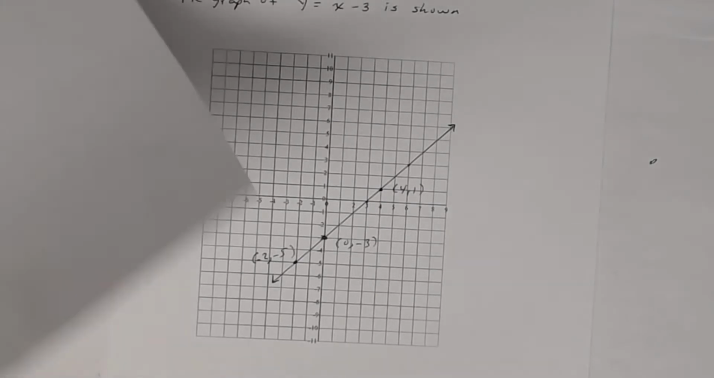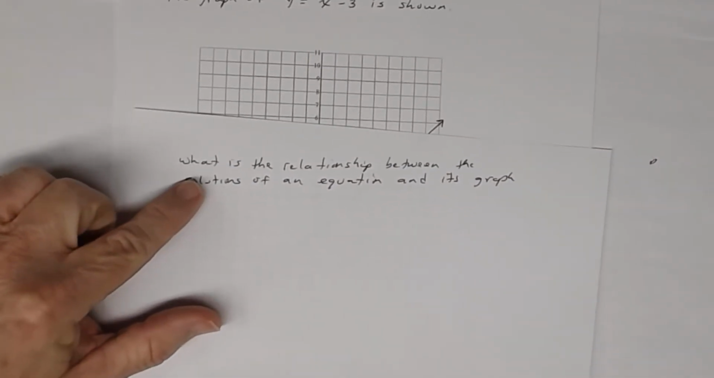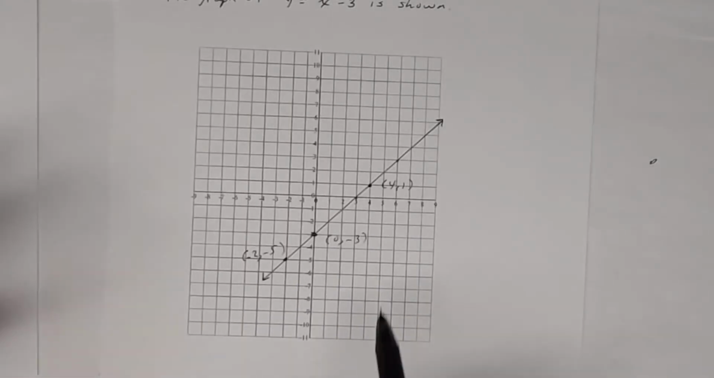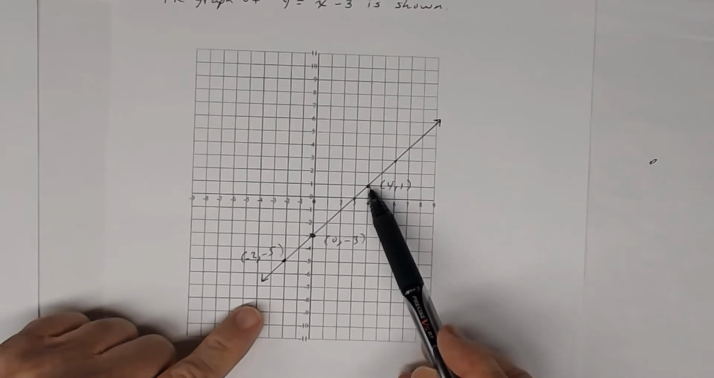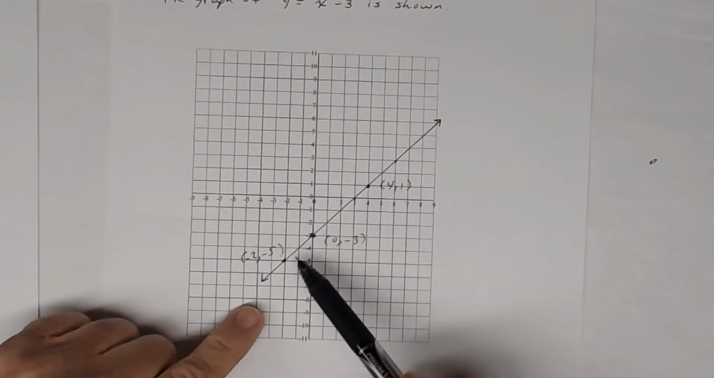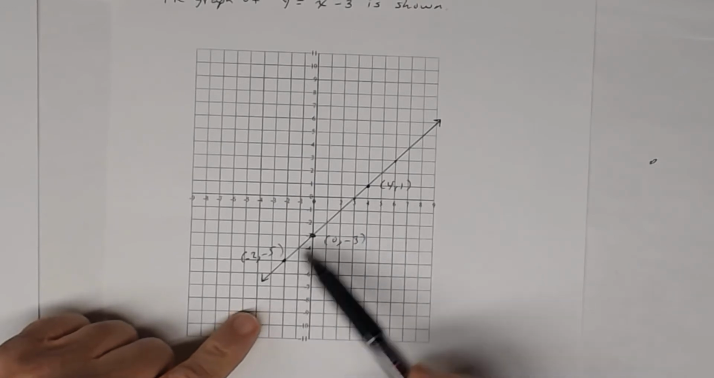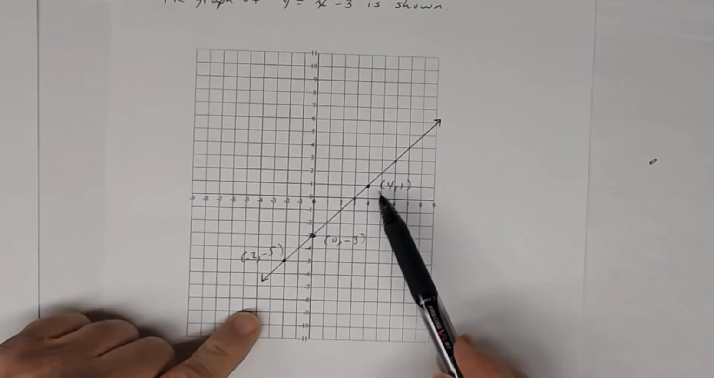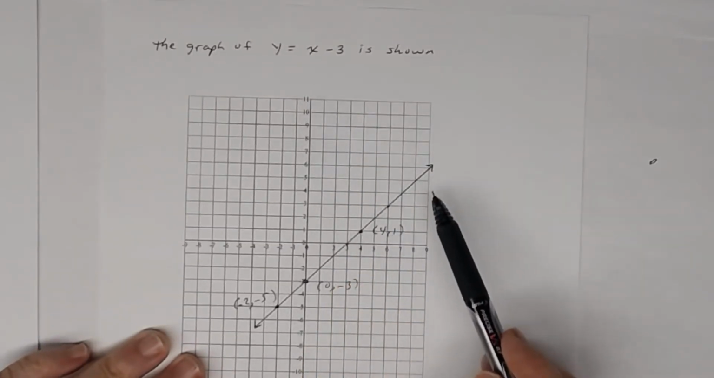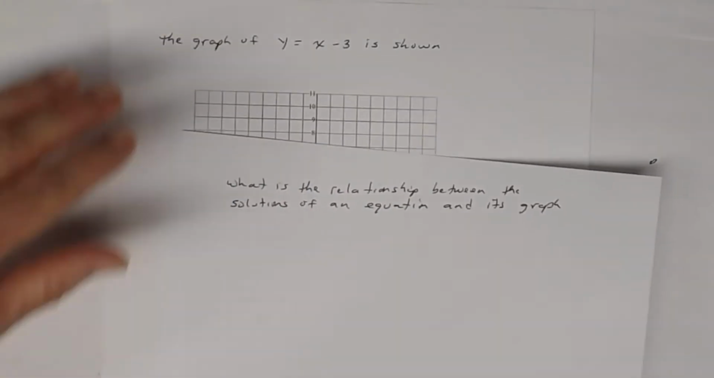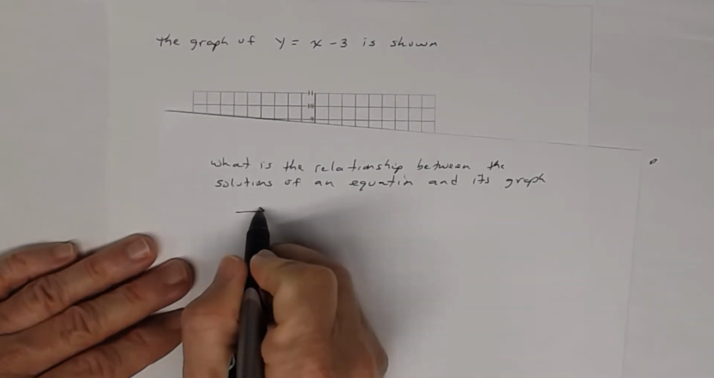So I'm going to ask you this. Again, here's the question. What is the relationship between the solutions of an equation and its graph? All right. Think about this again. So you see these ordered pairs? Those are solutions, right? And look at the graph. What do you notice about the solutions of an equation and its graph? So the solution of this equation in relation to the graph is what? All right, so here's the idea. All right, listen carefully.